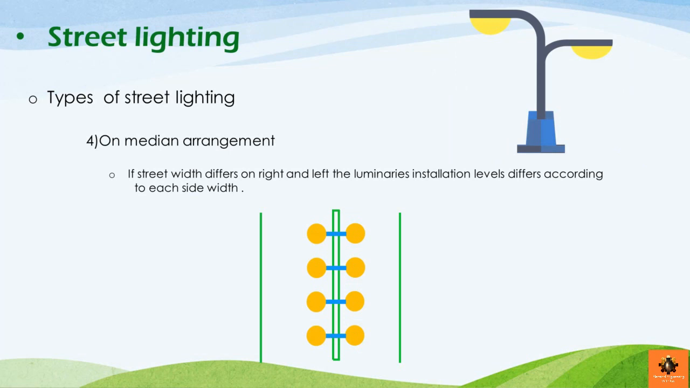For example, the right side of the street may have a width of 8 meters, while the left side of the street may have a width of 12 meters. And in that case, the first luminaire will be installed on a level of 8 meters, while the second luminaire will be installed on a level of 12 meters. And this is to cover all the width of the street we have.